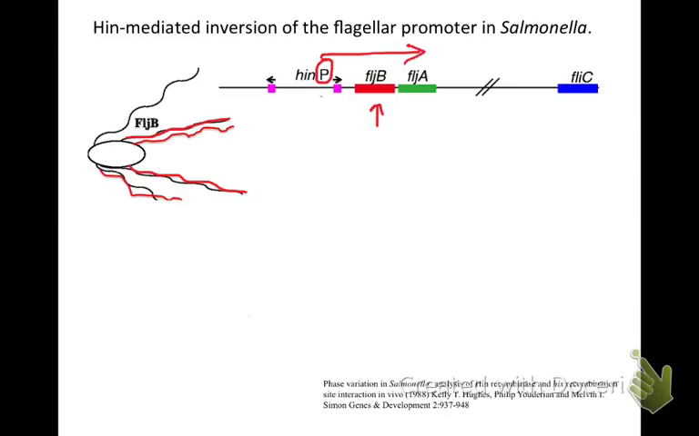So we're making FljB to make flagellin, and we're also transcribing a second gene called FljA, and FljA is a repressor, and it goes elsewhere on the chromosome and binds upstream of FliC and represses transcription of FliC.